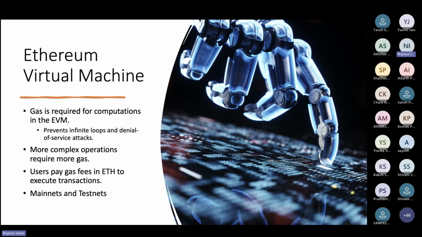There are many test nets. Ethereum development platforms provide many test nets, and you can use one of those test nets to execute your smart contracts. When you are happy with it and everything looks okay, then you deploy it to the mainnet. So this is how it works.